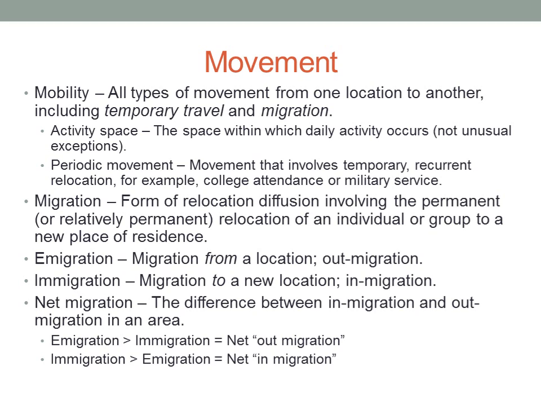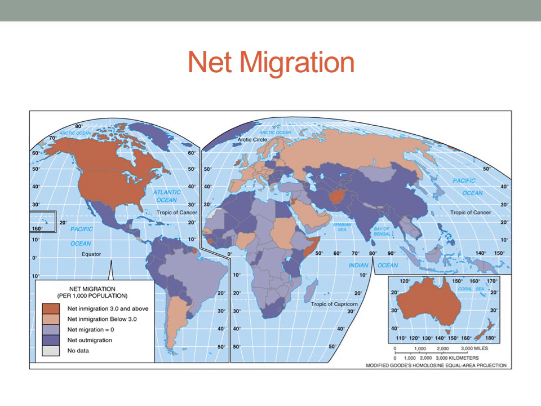So now let's take a look at this. What we have here is a map of net migration. Now, the shading on this is not super intuitive, so let's make sure that we understand what we're looking at.